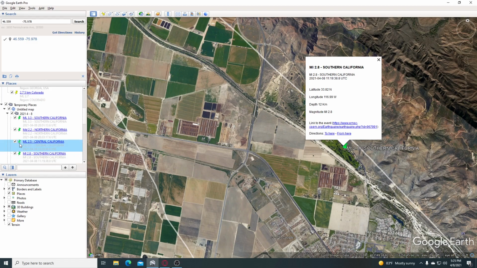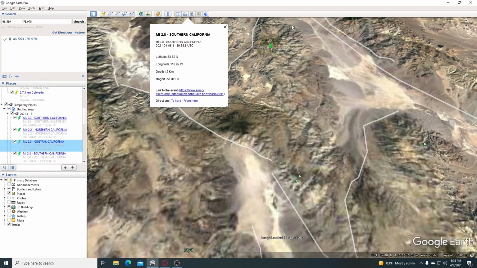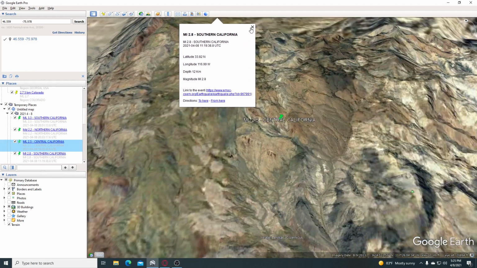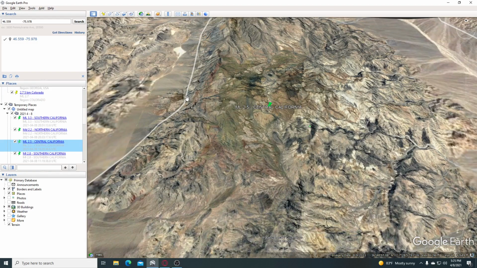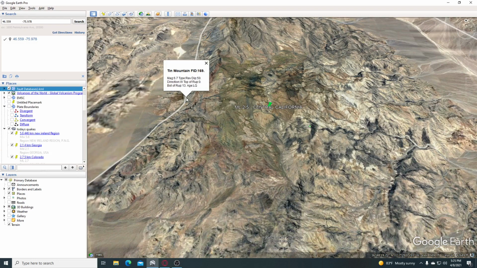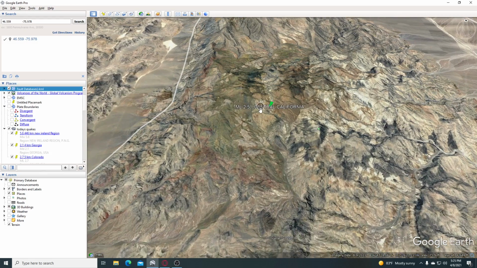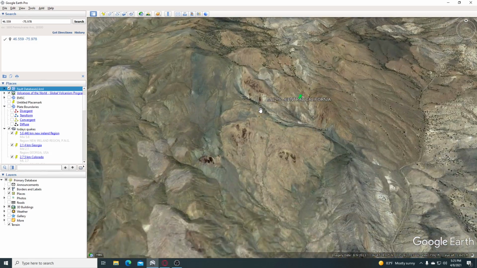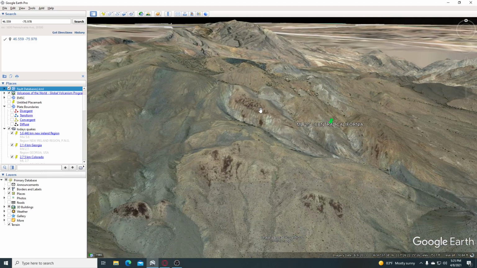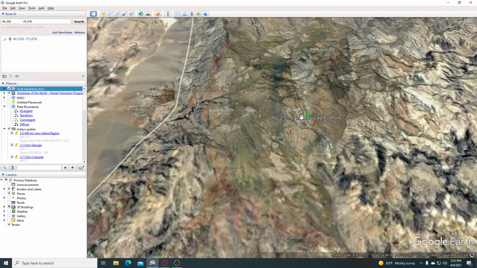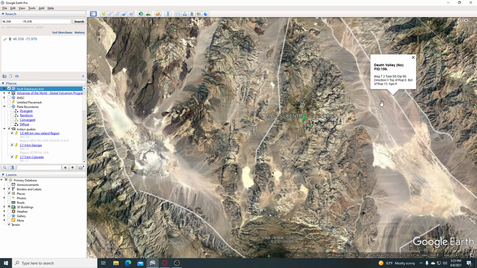Next one was a 2.5. This is a hilly area here, but there's also a fault line here, which is the Mountain fault line. This one here is a 6.7 magnitude. We can see this area here lives up to its name. It's mountainous. You can also back out and see that there is another fault line over on this side, and that's the Death Valley Fault.